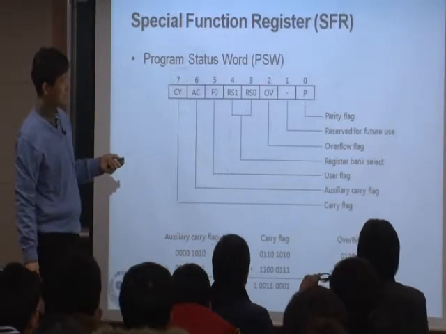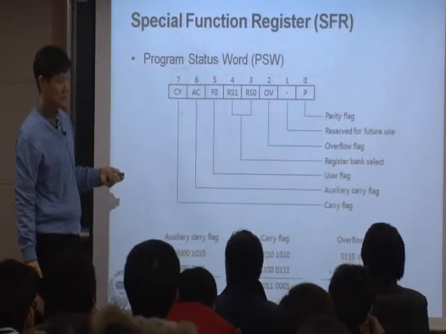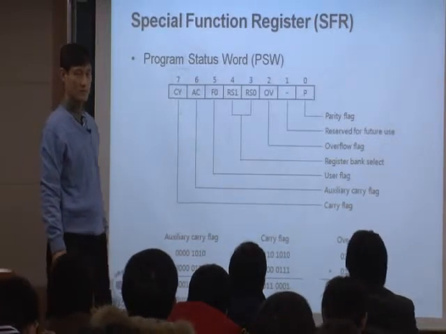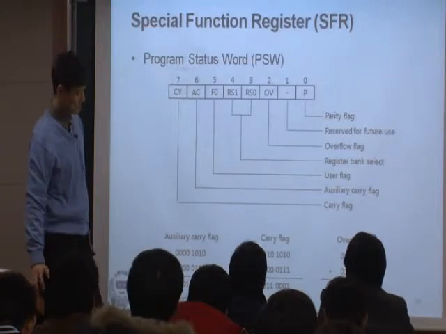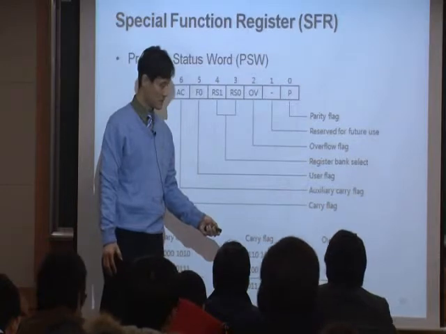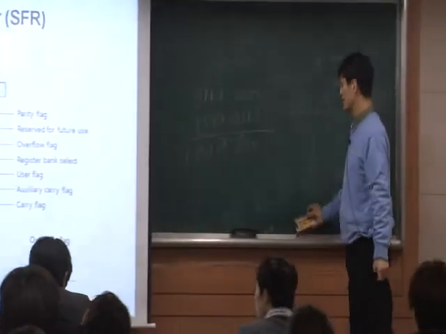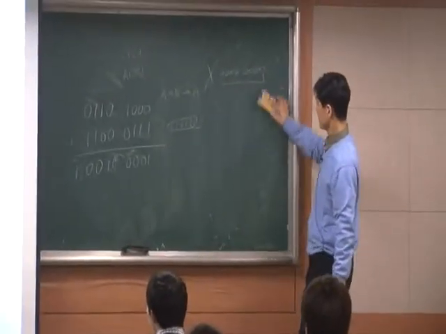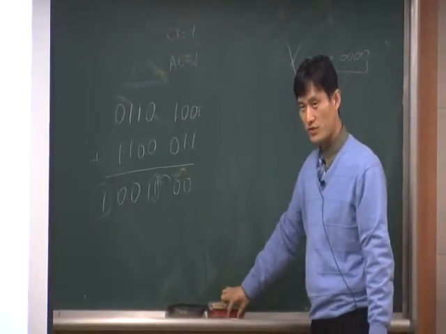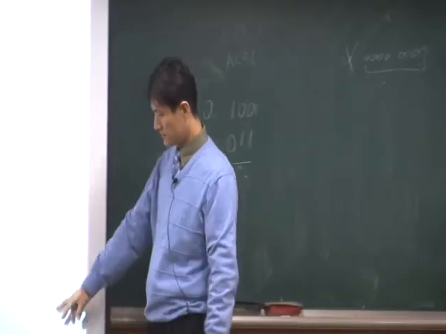So now let's see. What is this one? Overflow. What is overflow? This is a condition where you see the overflow flag. Why is this overflow? What is overflow? Overflow condition happens when you think about signed integers.